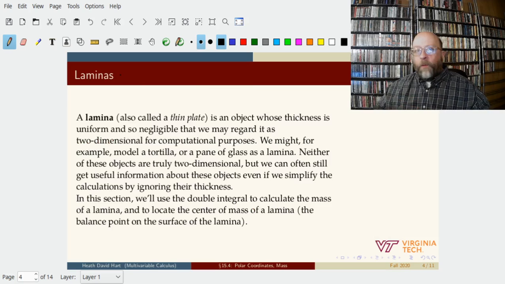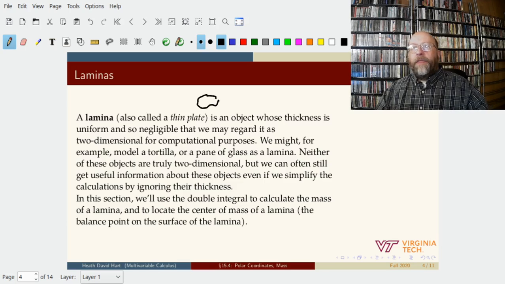When we talk about a lamina, some books call this a thin plate. It's an object that technically has a thickness, but the thickness is negligible in relation to the rest of the argument. And it's uniform. It's the same thickness throughout, but we're going to regard this object as if it was two-dimensional.